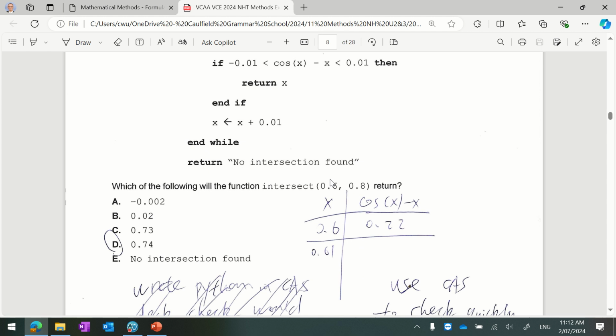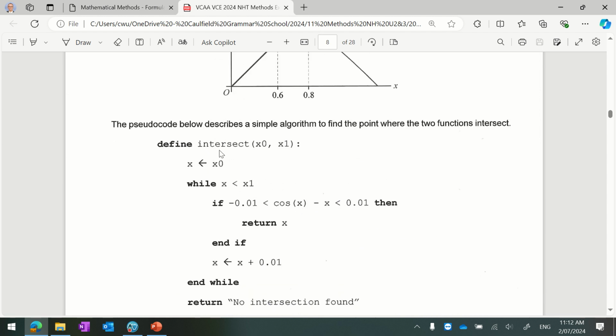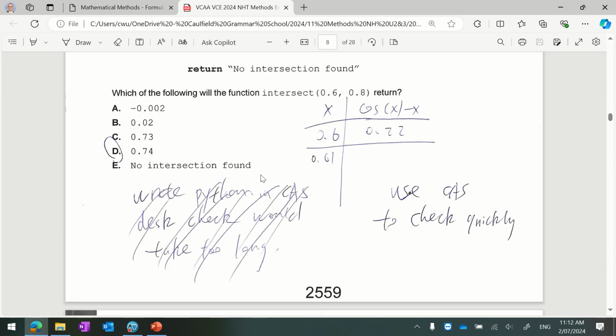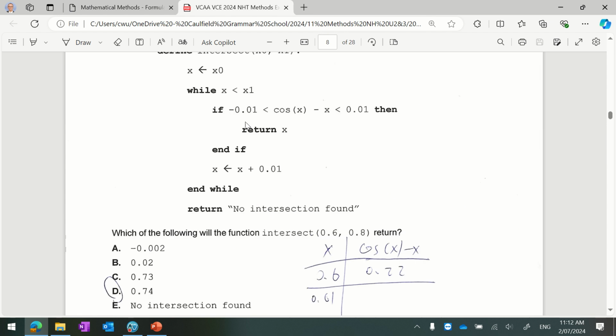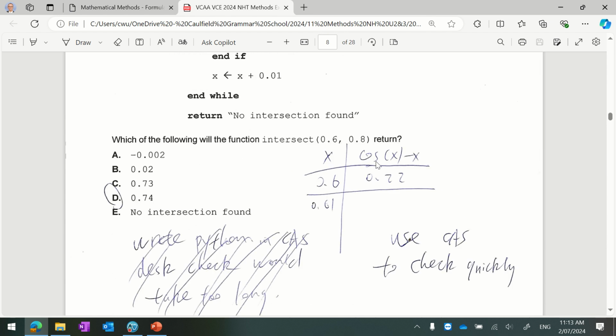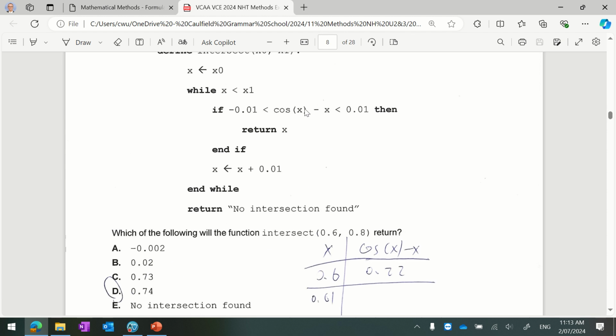Okay, and then the function says 0.6 to 0.8 is the input. So we are running this code, and 0.6 is what we're putting here, and 0.8 is what we're putting here. What will the function return? Well, my first reaction was I'm going to do a desk check, and put x equals 0.6 because that's what the first thing says. x is going to be x0, so 0.6 to start with. So I'm going to find cos x minus x, and so on and so forth.